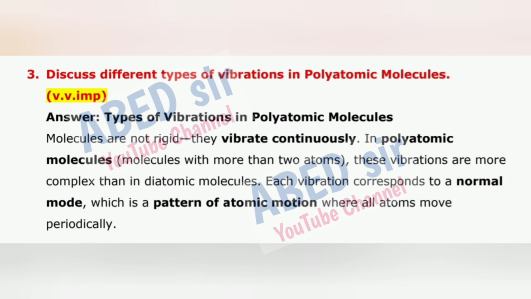Molecules are not rigid, they vibrate continuously. In polyatomic molecules, molecules with more than 2 atoms, these vibrations are more complex than in diatomic molecules. Each vibration corresponds to a normal mode, which is a pattern of atomic motion where all atoms move periodically.